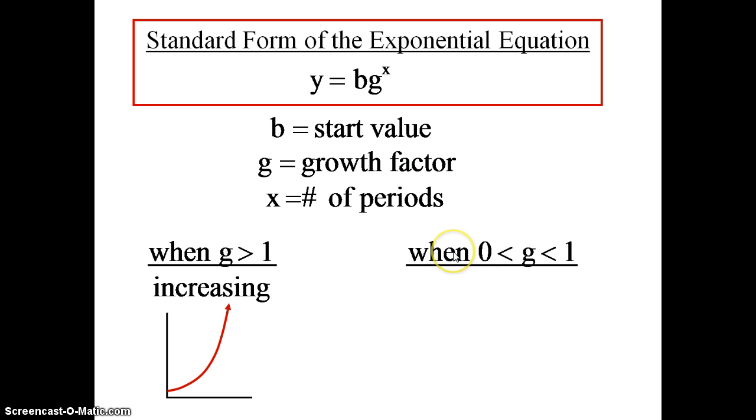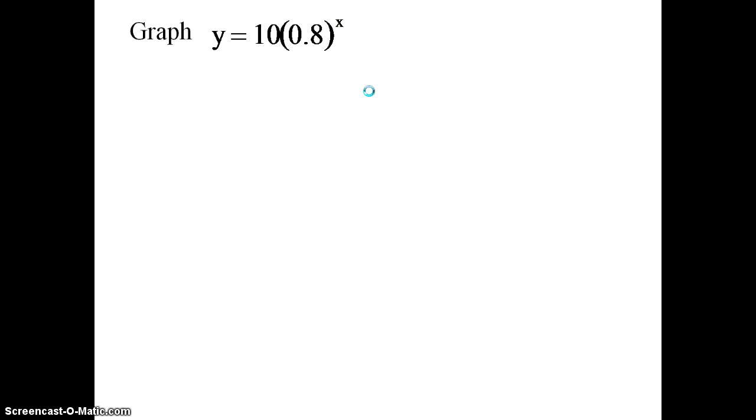However, when G is less than 1 or greater than 0, so some decimal, some fraction in between 0 and 1, we're looking at a decreasing graph, which we'll later learn is called decay, exponential decay. But our graphs are going to start up here and decay or decrease rapidly. And that is one of the best slides to show exponential growth and exponential decay, knowing that our growth factor is either greater than 1 or in between 0 and 1. So let's take a look at this graph.